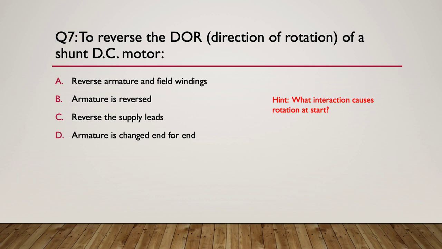So what interaction causes rotation to start? We're right back to the basic principles of how a DC motor operates, and which way it's going to spin depends on how the armature coils interact with the field. So you've got to reverse the armature. If you reverse the armature and the field, everything stays the same basically. If you reverse the supply, everything stays the same, and it's almost impossible to reverse the armature end to end, so that eliminates D. So it has to be B, armature is reversed, the only option that would fit.